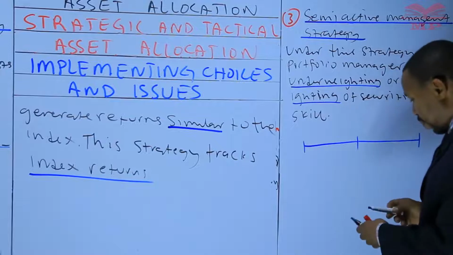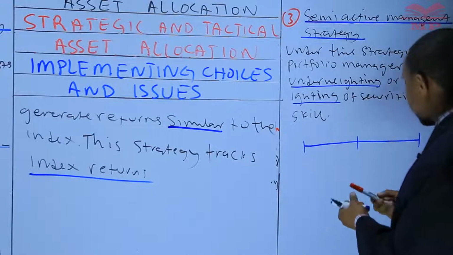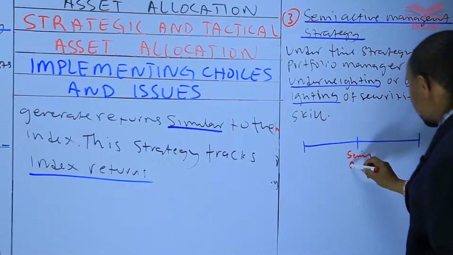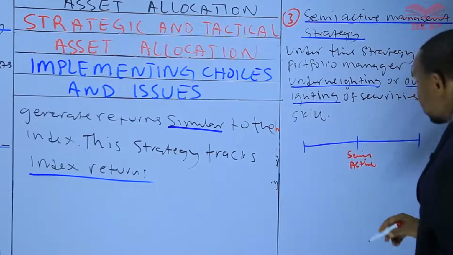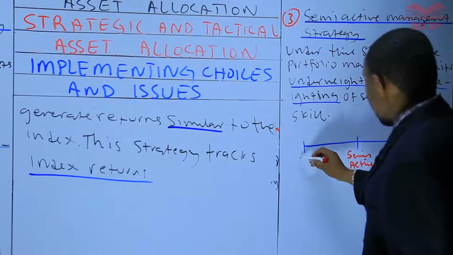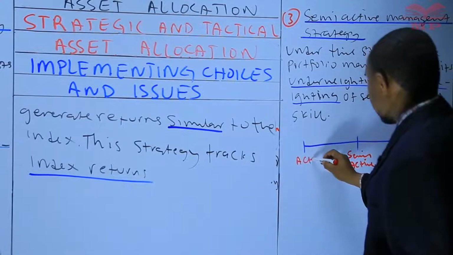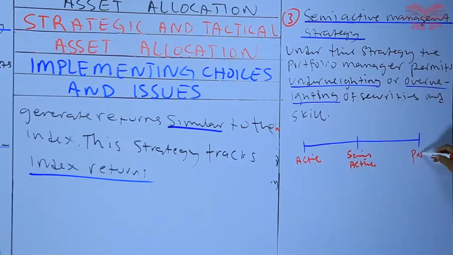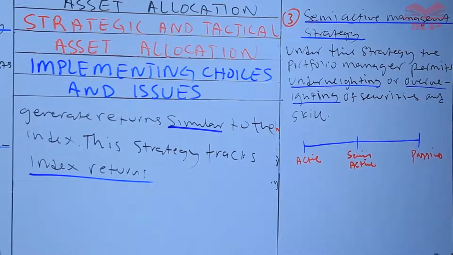So here being semi-active, active, here being active, and here being passive. The two extremes.